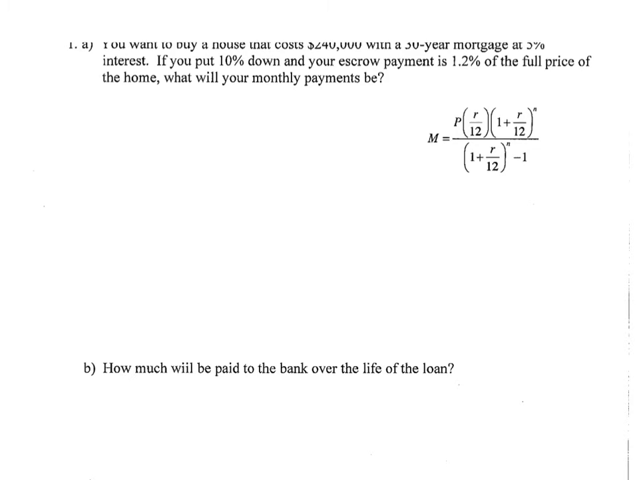You want to buy a house that costs $240,000 with a 30-year mortgage at 5% interest. If you put 10% down and your escrow payment is 1.2% of the full price of the home, what will your monthly payments be? Okay. Well, first things first is I've got to figure out how much of a mortgage I need to take out. So I have to calculate that down payment. So let's do the down payment first. All right, so we're going to do the down payment.